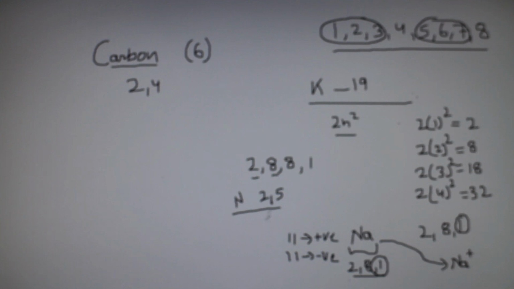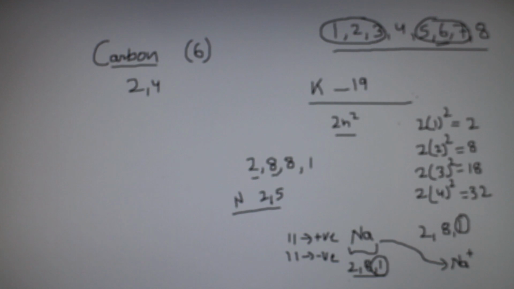Because nitrogen in its neutral state had 7 protons and 7 electrons. Now it gained 3 more electrons, so the number of electrons became 10 and the number of protons still remained 7. So 7 positive charges, 10 negative charges. The effective charge is going to be 3 minus. That is why it is electronegative.